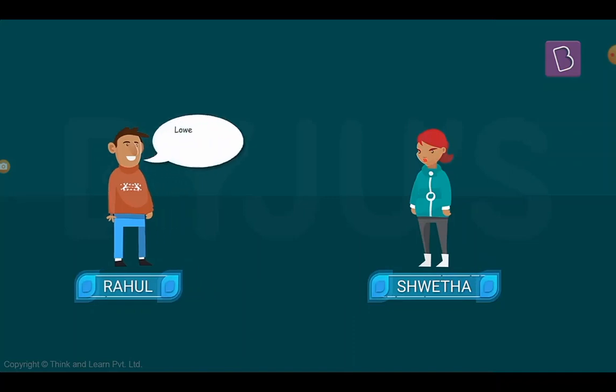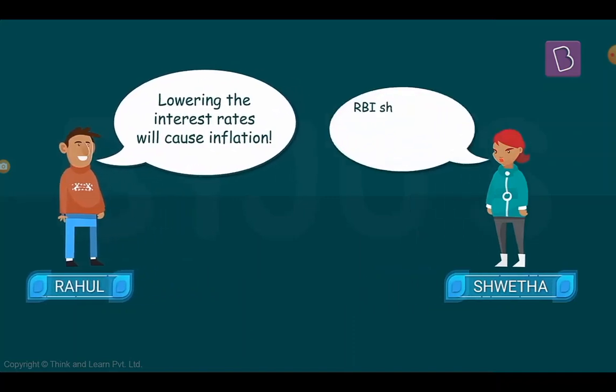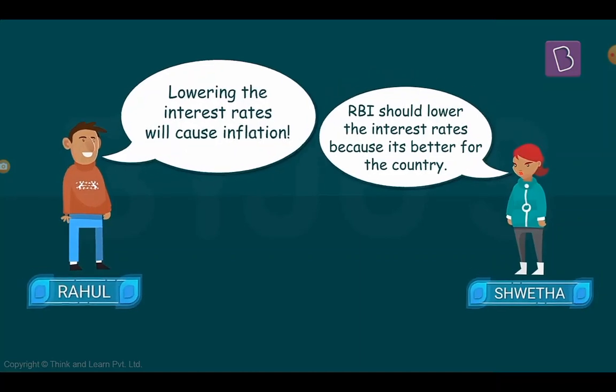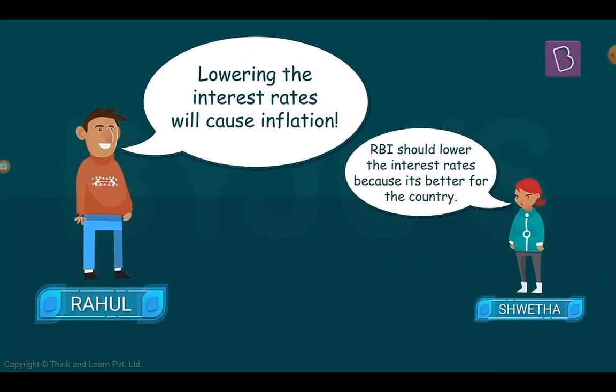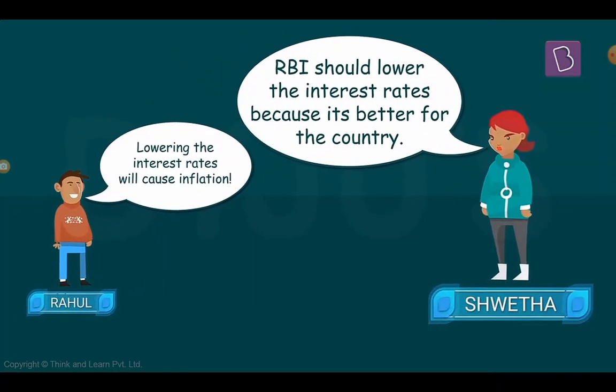Rahul says, lowering the interest rates will cause inflation. Shweta says, the RBI should lower the interest rate because it's better for the country. Notice that Rahul and Shweta differ in what they are trying to do. Rahul is speaking like a scientist. He is making a claim about how the world works. Shweta is speaking like a policy advisor. She is making a claim about how she would like to change the world.